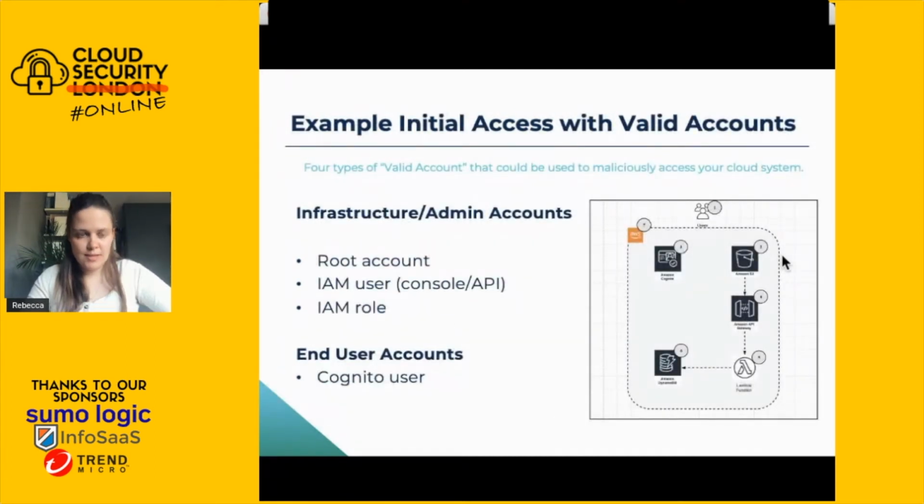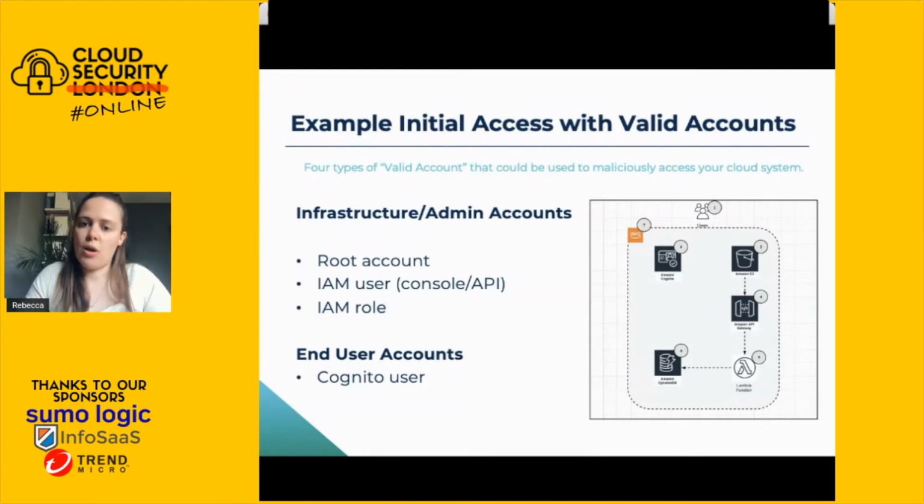So I'm going to go through one example. This is a technique in the matrix called initial access with valid accounts. This is all about how an attacker gains that initial foothold on your environment using an account that is valid under normal circumstances. They've compromised one of these accounts that's normally used every day, and they're trying to use it for malicious activity. First of all, we need to identify what these valid accounts are on this dummy serverless architecture. We've got 4 different types of valid accounts on this particular architecture.